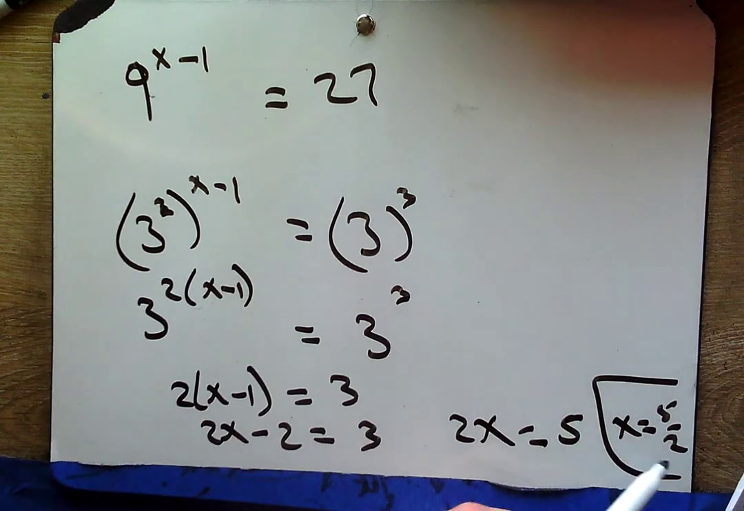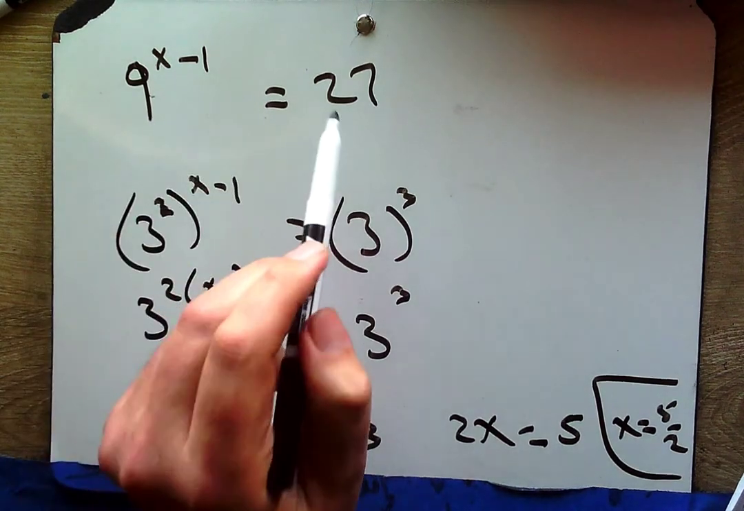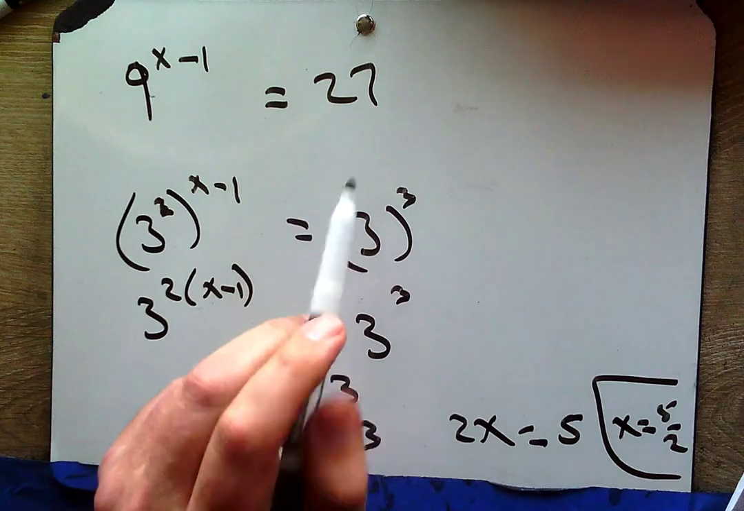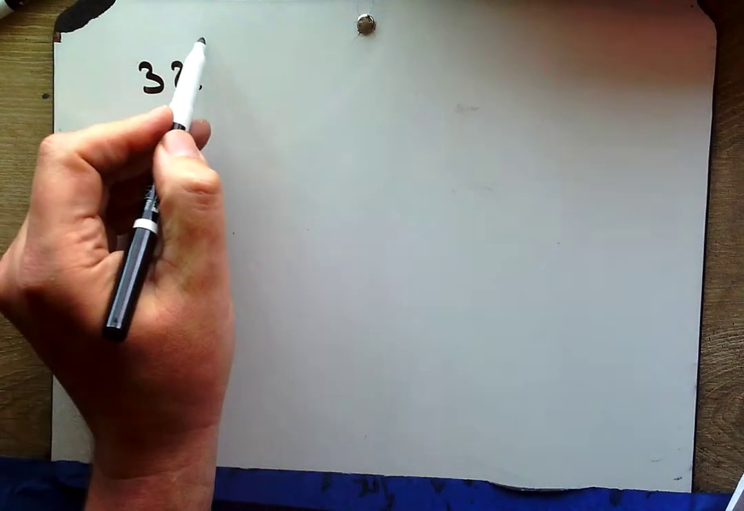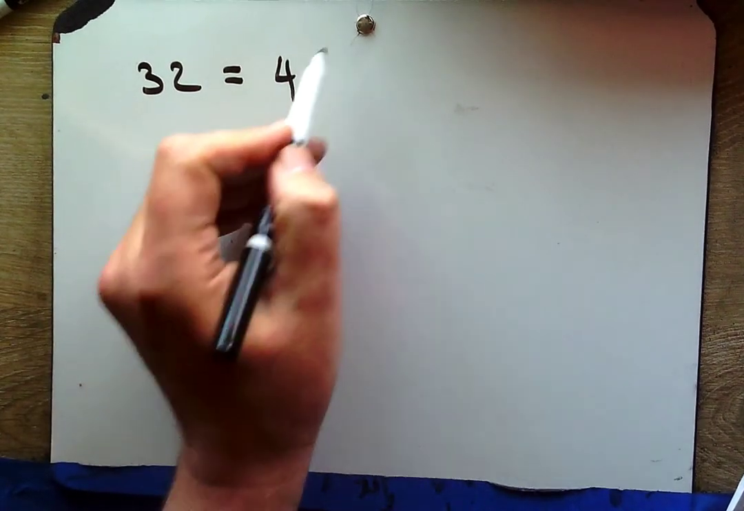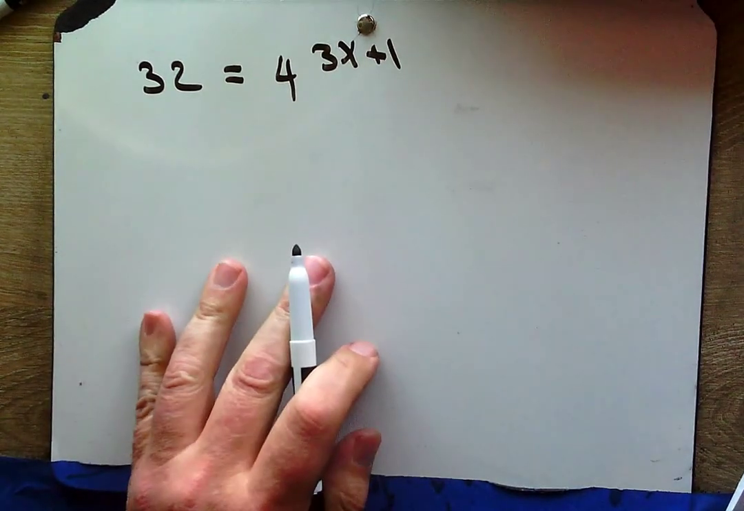Fabulous. So at x equals 2.5, this exponential growth curve will intersect this horizontal line. Okay? I think that last one is reasonably test or quiz worthy. How about this one? 32 equals 4 to the 3x plus 1. Will you solve that exponential equation?